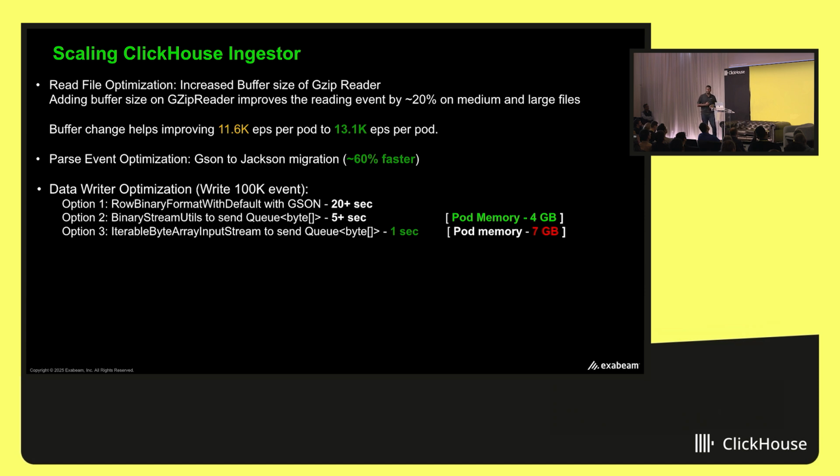We did one more optimization, the data writer optimization: how quickly I can send 100K events through the network from my machine to ClickHouse. Initially we went with the row binary format with the default JSON, and it took 20 seconds to transmit the data through the network once the data enters the data writer. But the main problem with the approach is that it has to convert the JSON data into bytes, which took plenty of time.